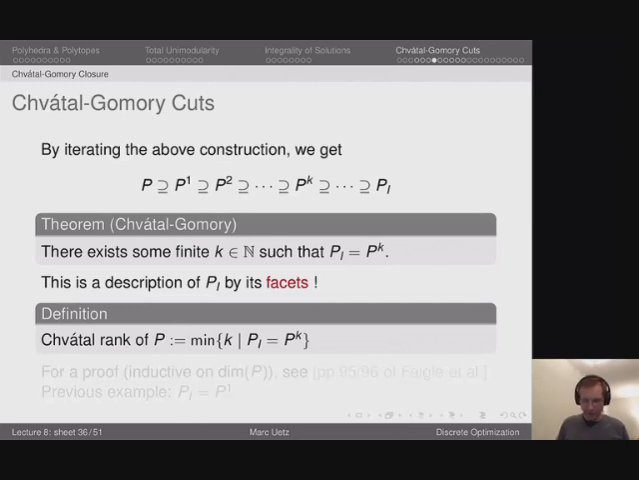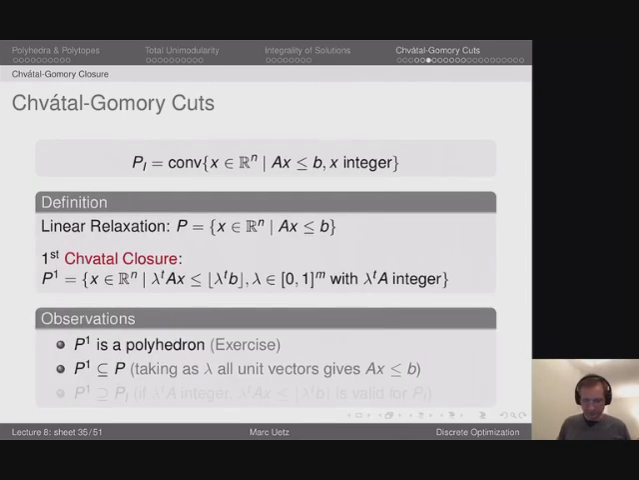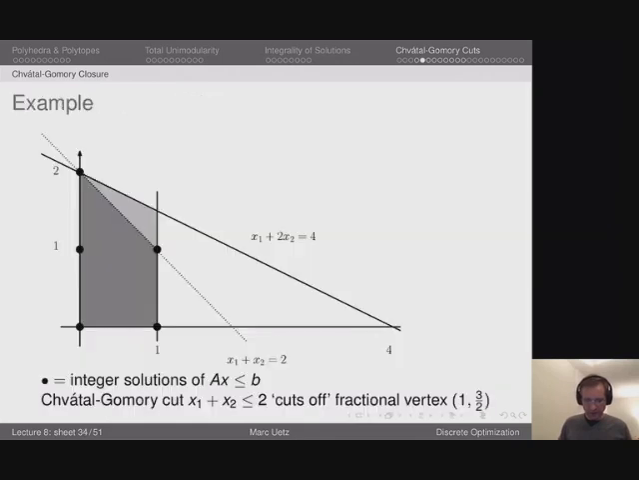So if I just go back to this example that we had earlier, that was the example here. Just the addition of this one linear combination of the two inequalities that I have in the system gave me exactly the cut that resulted in the convex hull of all the integer points, right? So here the first Schwartal closure was already equal to the convex hull of the integer points.